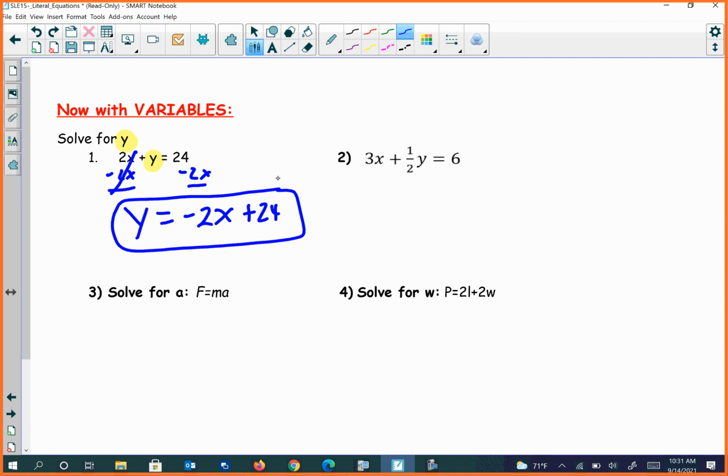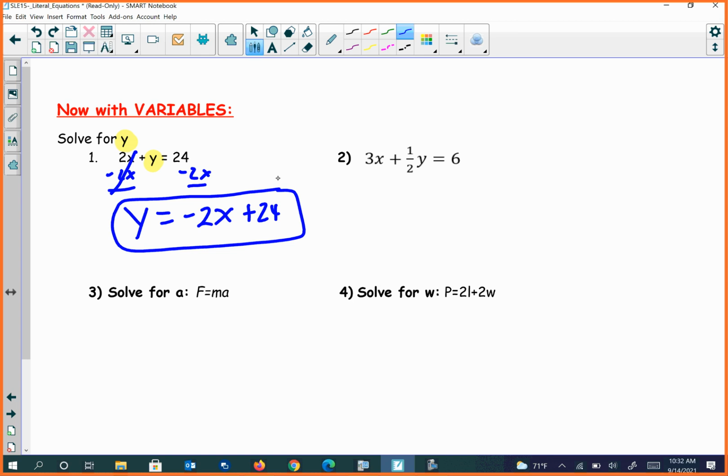Questions? Straightforward? Why wouldn't you subtract the x from 24? Because this has an x attached to it, so it's not a like term. It has to be a like term. If it was just a 24 and a minus 2 all day long, but because the negative 2 has the x attached to it, we can't combine them by adding or subtracting. All right.